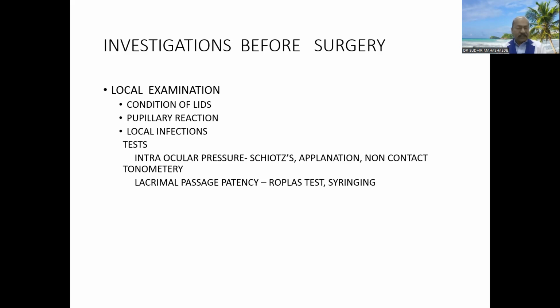Then what are the local tests done before the surgery? Intraocular pressure has to be measured. In older days, it used to be measured by Schiotz tonometer, but now it is done by applanation tonometer, which is the gold standard, or even non-contact tonometers are available, with which we measure the intraocular pressure before the surgery is done.